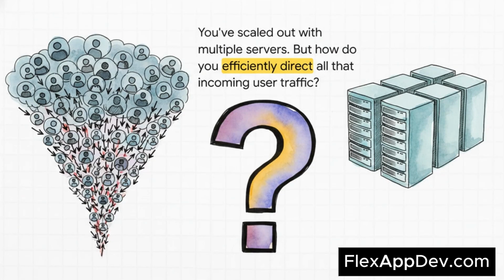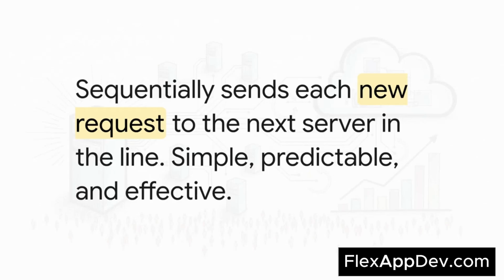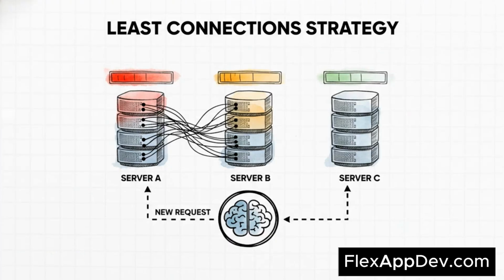All right, you've got a bunch of servers, so how do you actually send traffic to them efficiently? That's where a load balancer comes in. Think of it like a traffic controller for all your servers. The easiest way is round robin. It just sends each new request to the next server in line. Super simple. Or you could send traffic to the server that's the least busy.